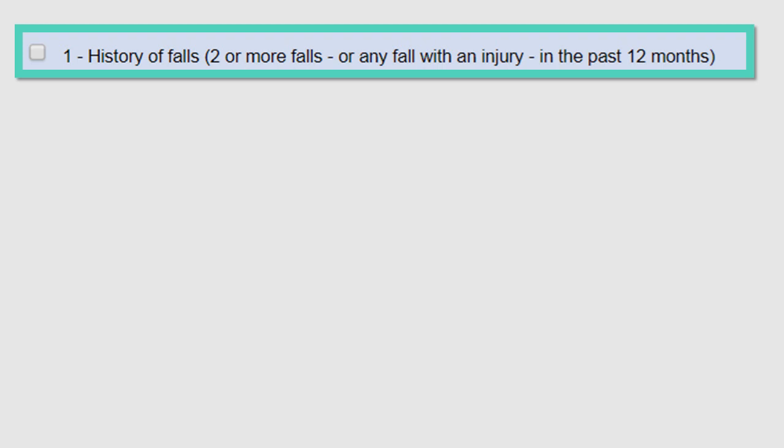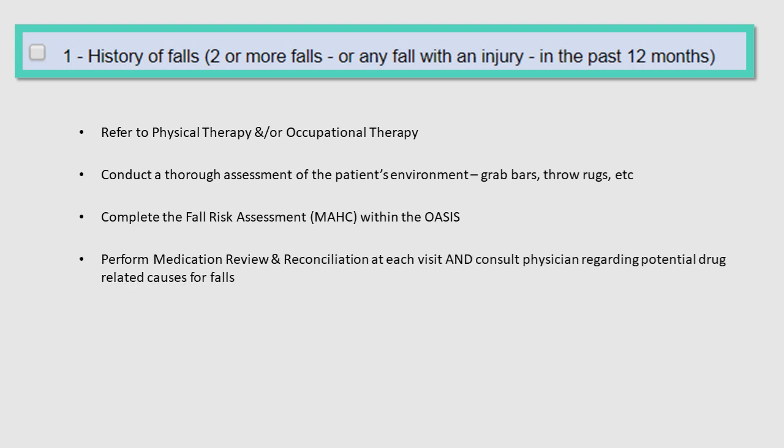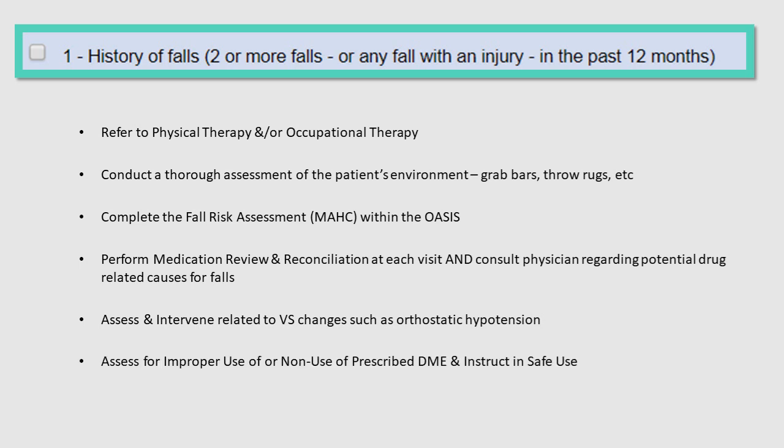Appropriate interventions to include on the plan of care might be: refer to physical therapy and/or occupational therapy. Conduct a thorough assessment of the patient's environment, grab bars, throw rugs, etc. Complete the fall risk assessment within the OASIS. Perform medication review and reconciliation at each visit, and consult physician regarding potential drug-related causes for falls. Assess and intervene related to vital sign changes such as orthostatic hypotension. Assess for improper use of or non-use of prescribed DME and instruct in safe use.